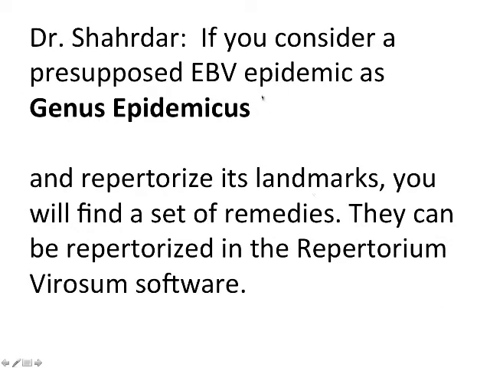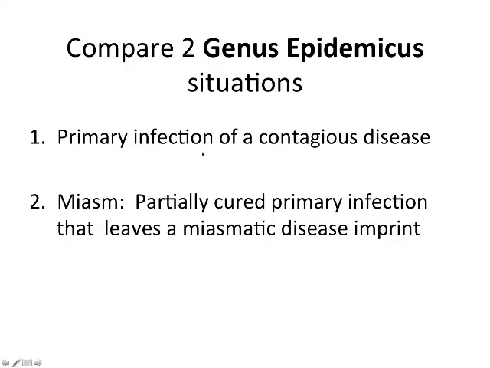If you consider a presupposed EBV epidemic as the genus epidemicus and repertorize its landmarks, you can find a set of remedies. They can be repertorized in the Repertorium Virosum. Compare these two genus epidemicus situations. The first one is the primary infection of a contagious disease. The second one is a miasm. It's a partially cured primary infection that leaves a miasmatic disease imprint.